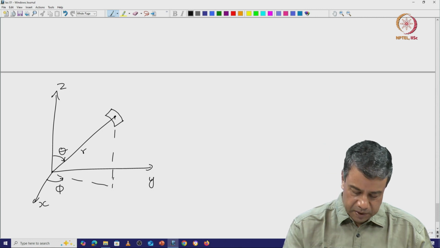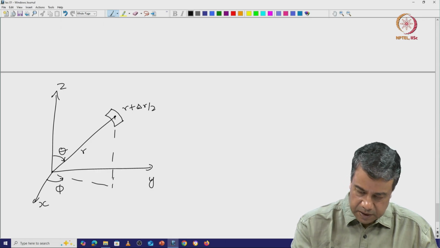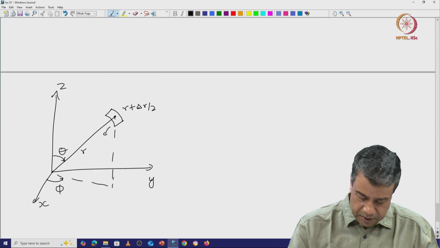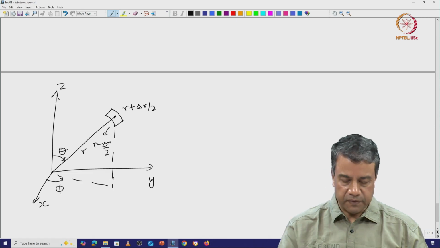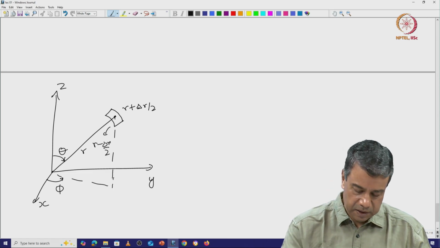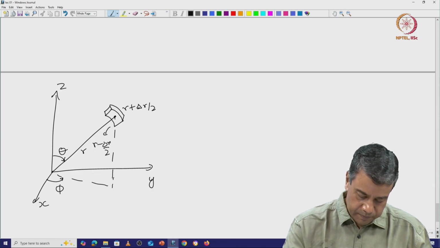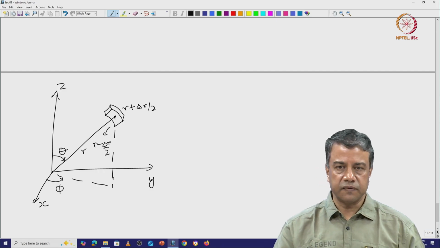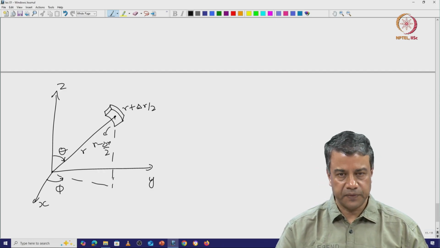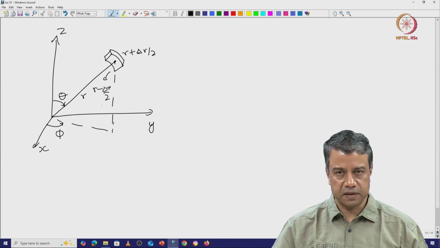Okay. So, this surface is at r plus delta r by 2, this surface is at r minus delta r by 2. So, we have 2 surfaces that are perpendicular to the r direction. 2 surfaces perpendicular to the theta direction and 2 surfaces perpendicular to the phi direction. And we have to determine what is the surface area of each of these.